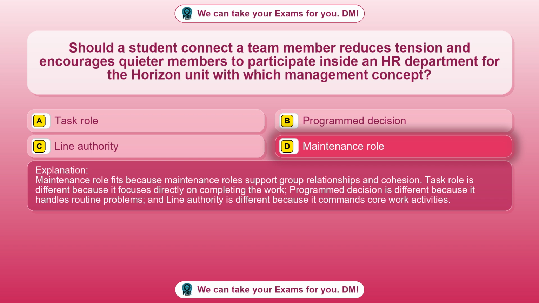Maintenance role fits because maintenance roles support group relationships and cohesion. Task role is different because it focuses directly on completing the work. Program decision is different because it handles routine problems, and line authority is different because it commands core work activities.